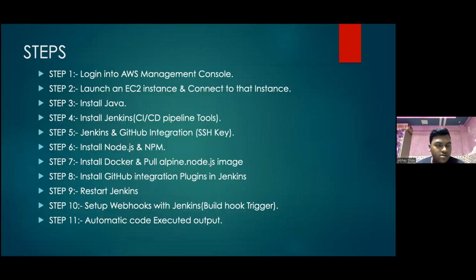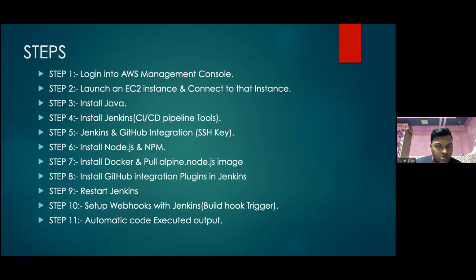Moving on to the next. These are the few steps. The first step is to log in to the management console. The second step is to launch an EC2 instance and connect to it directly. The third step is to install Java. The fourth step is to install Jenkins, that is the CI/CD tool. Then we need to integrate Jenkins and GitHub by generating an SSH key.